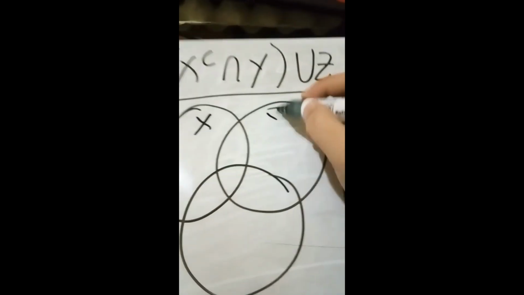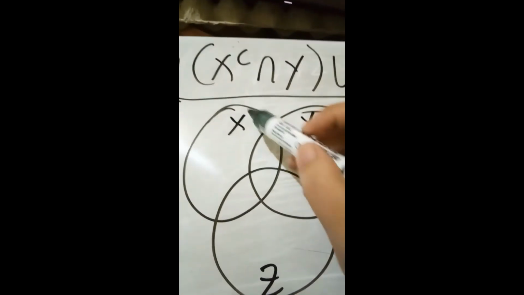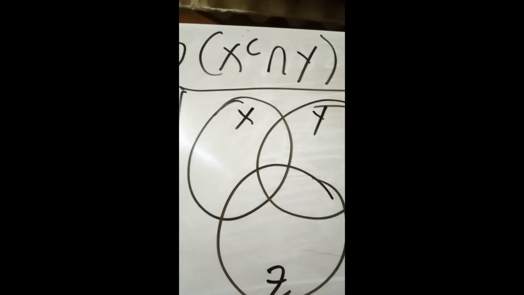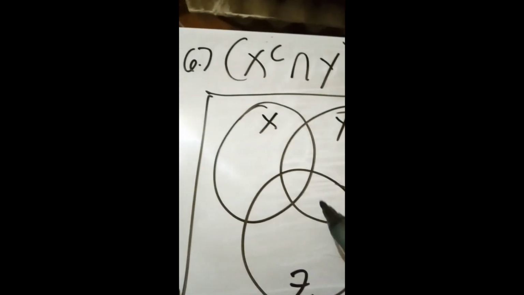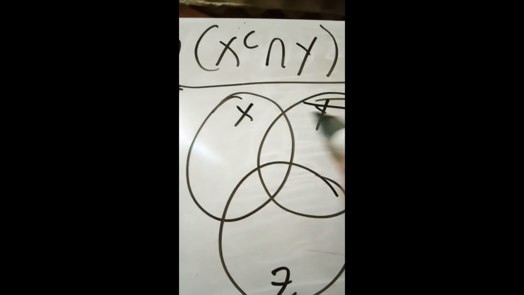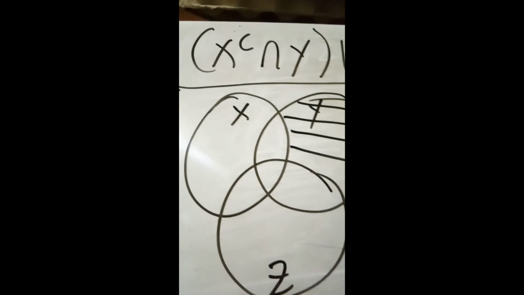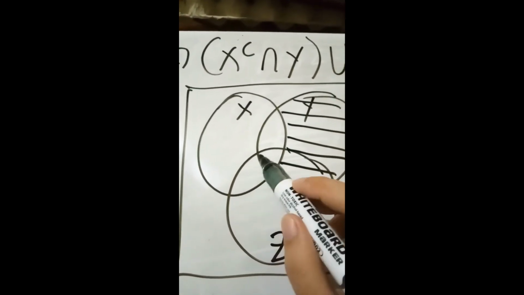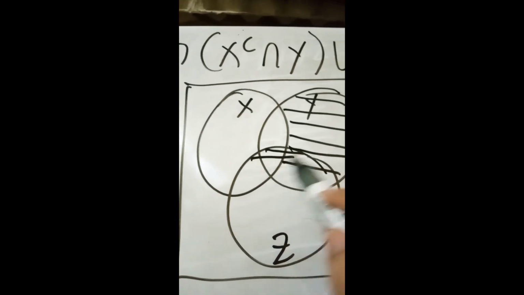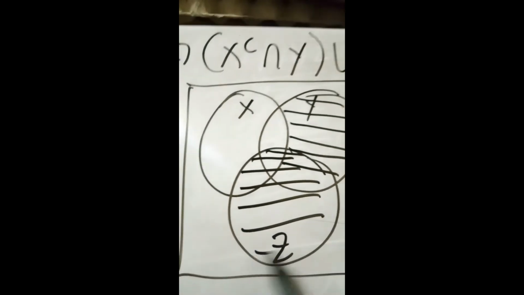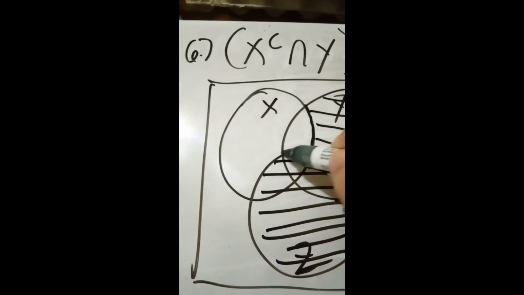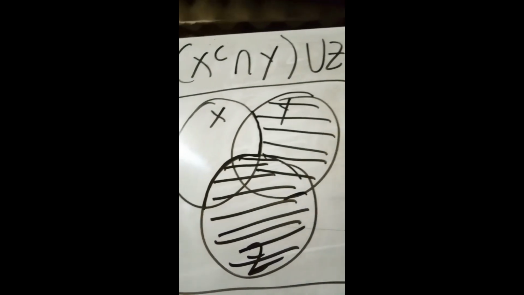This is X, Y, and then Z. This is your X complement, not, and then you intersect it with set Y. Ito yun. Tapos unite it with set Z. So the answer would be this. So yung buong yan, plus your set Z. So all except this.